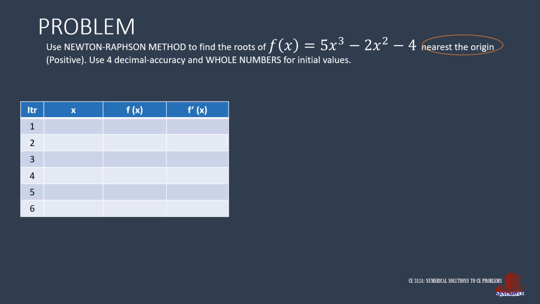Placing everything in a table is a better option for the iteration. But first, we need to identify the function for f prime. If we differentiate the function, the first term is the derivative of 5x cubed, which is 15x squared, and negative 2x squared is differentiated as negative 4x. The derivative of a constant is 0.